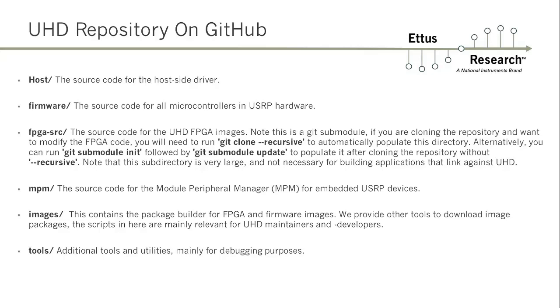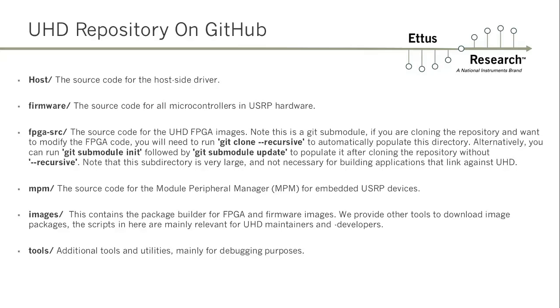The FPGA source. Since today we're not going to make any modifications to the FPGA source, we're not going to be cloning that portion of the repository, so we are not going to use a --recursive call. But if you were going to work with the FPGA source, you would want to do a recursive call to get these pieces of the repository. We're just not going to do it today because it's not necessary, and the subdirectory can be very large, and we just don't need that for what we're going to do. The module peripheral manager is the MPM, and some of our USRP devices have embedded Zynqs in them, so this has code for those embedded USRPs.